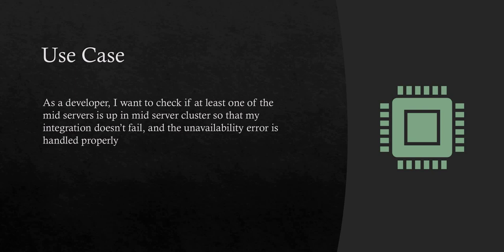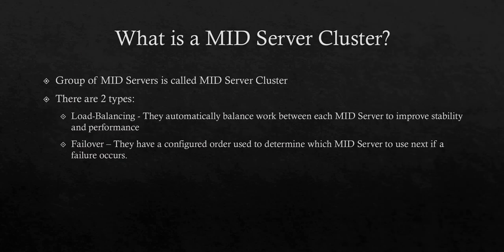There are two techniques which we'll be talking about. One is the mid server cluster, and the other is how to write logic in your flow to prevent that error from happening. So what is a mid server cluster? A group of mid servers is called a mid server cluster. If you are setting up a one-to-many relationship or creating a group of mid servers, that is called a mid server cluster.